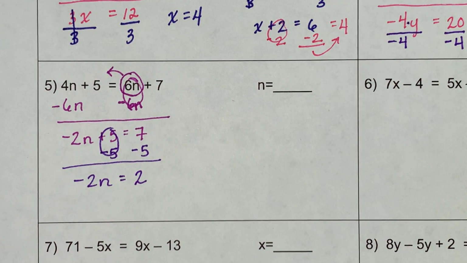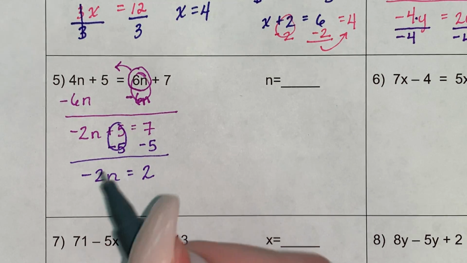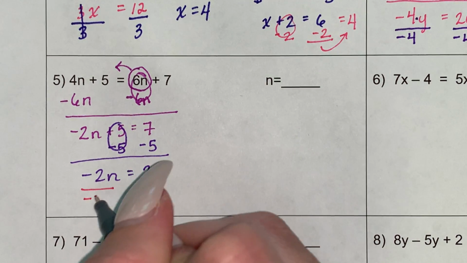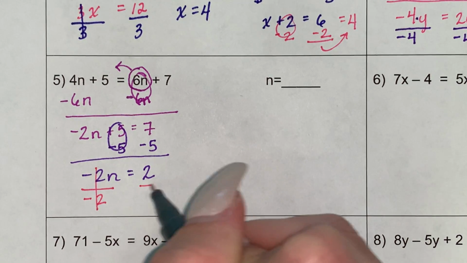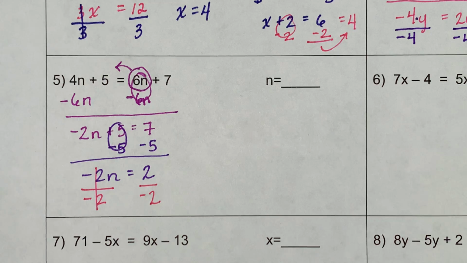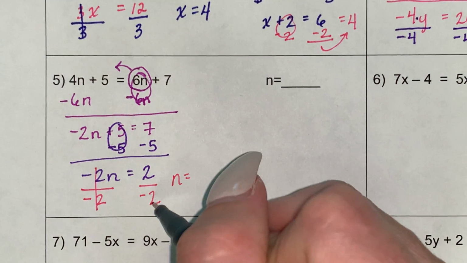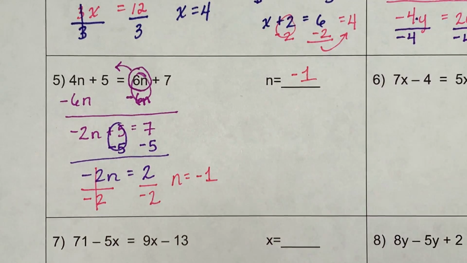And now my last step is to get n by itself and isolate it. So I'm going to divide both sides by negative 2. I want that negative 2 over negative 2 so that it reduces to a 1. And I'll put that over negative 2. So I'm going to end up getting n equals 2 divided by negative 2, which is negative 1. So that's going to be my answer.